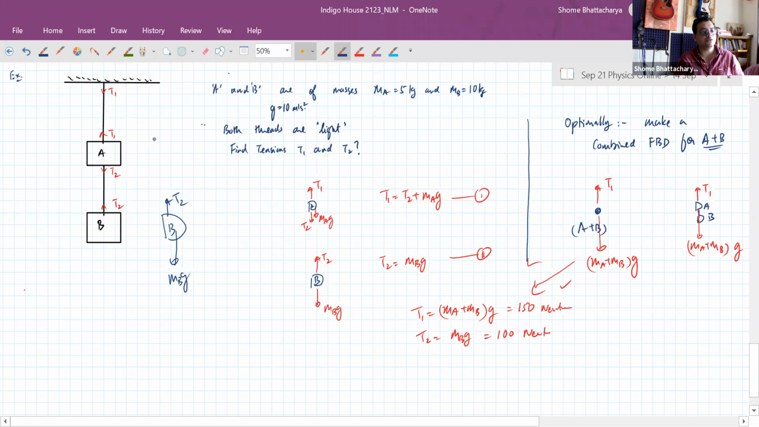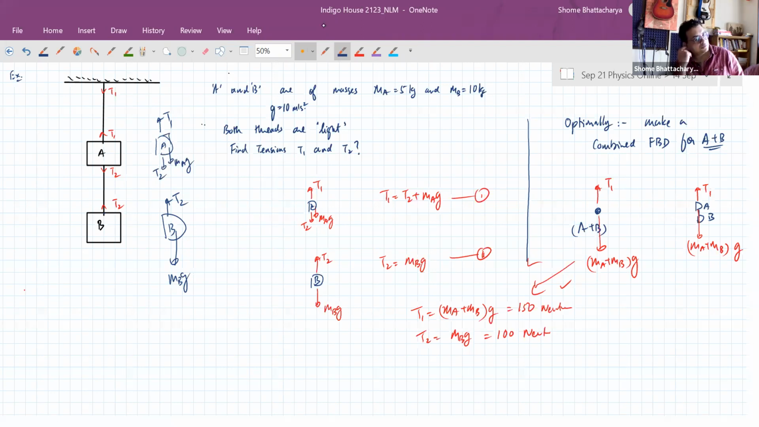T1 acts on A. On A, you can see that there is this string pulling it up, this string pulling it down, and its own weight. So hope it is clear, which is why T1 will not figure in the free body diagram of block B. Only figure in the free body diagram of block A.